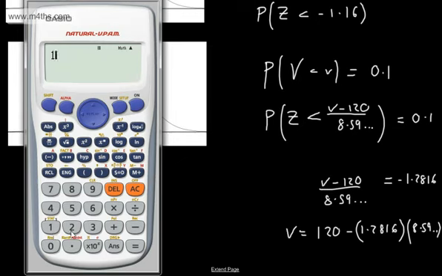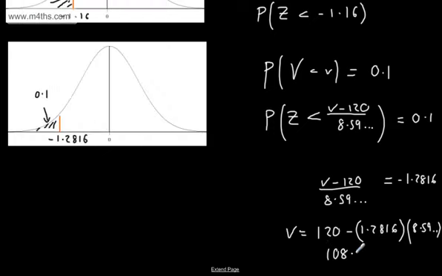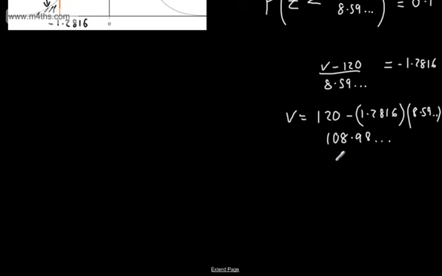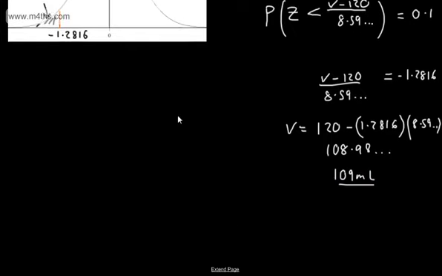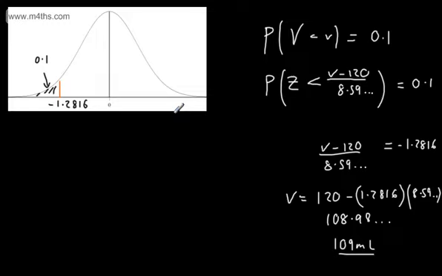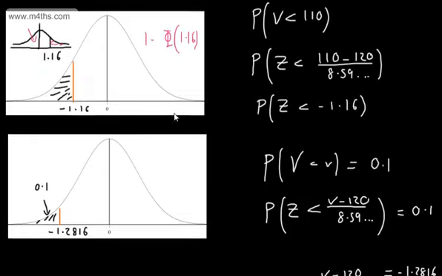So what we'll have is 120 minus 1.2816, and then we multiply this by a, which is stored in the calculator. That gives 108.98 and so on and so forth. We will round this to 3 significant figures, and we'll say 109 mil. And remember, this is a real world application, so we do need to appreciate that we've got 109 mil.